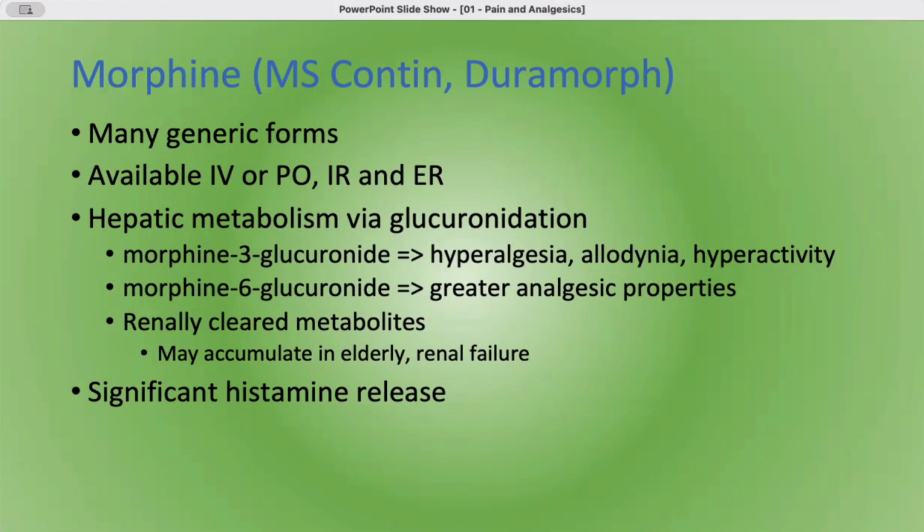And morphine can trigger histamine release. Again, the histamine release does not represent an allergic reaction, but can lead to pruritus and swelling, edema, those sorts of effects from just the histamine release alone, not a full-blown IgE-mediated allergy.